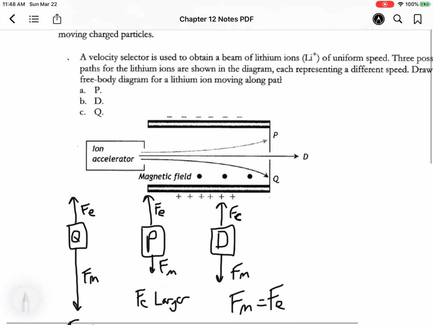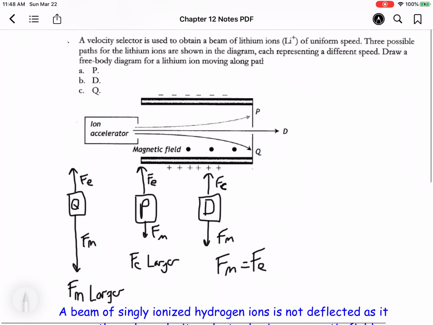So first we're going to look at Q. Q bent downwards. These are positive ions, which means that the magnetic field was stronger than the electric field. Since the magnetic field was stronger than the electric field, it was probably going too fast. For P, it got bent the other way. These are positive ions, so the magnetic field is not as strong as the electric field.